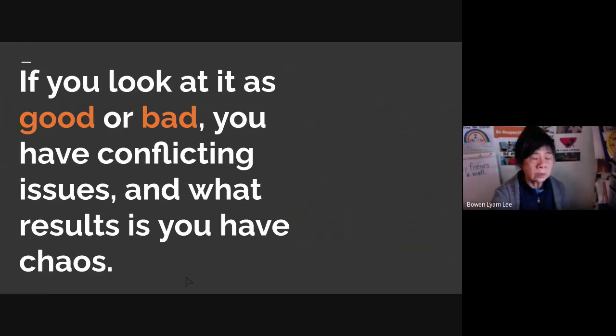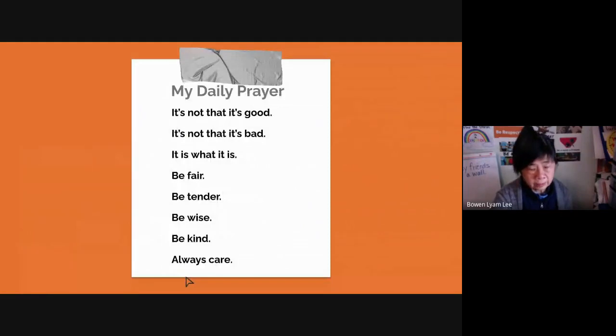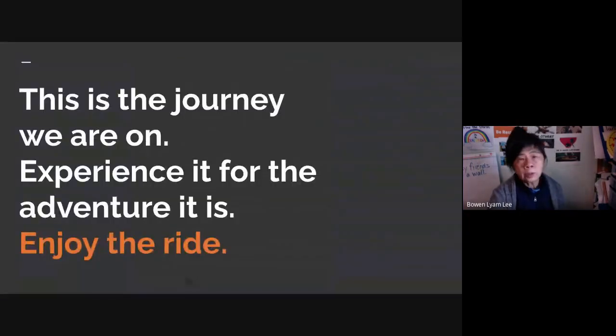So this has been my prayer every day. It's not that it's good. It's not that it's bad. It is what it is. Be fair, be tender, be wise, be kind. Always care. This is a journey we are on. Experience it for the adventure it is. Enjoy the ride.